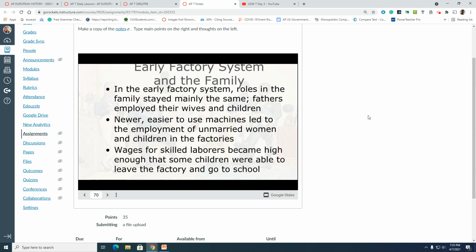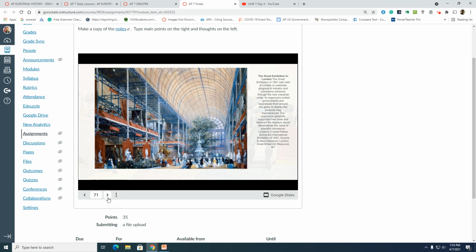And so wages for skilled laborers became high enough that some children were then able to leave the factory and go to school. So even though some children would be employed, in some places where there are higher wages, of course, the fathers could afford to take care of the family and didn't need their children to work, and so those children could go to school. So it was dependent upon the type of factory and what type of labor and what the pay was.